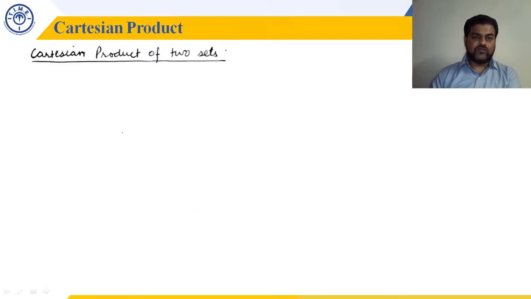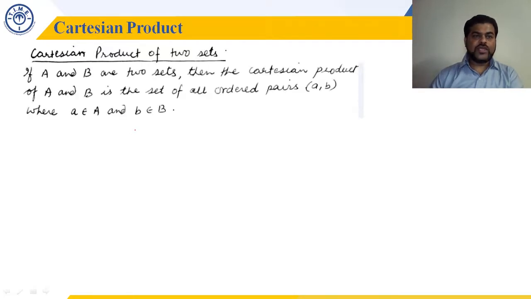What is the Cartesian product of two sets? Okay, next concept is the Cartesian product of two sets. So suppose A and B are two sets, then the Cartesian product of A and B is the set of all ordered pairs (a, b), where small a belongs to set A and small b belongs to set B. So we have to have a pair of elements in which the first element is from set A, the second element is from set B.